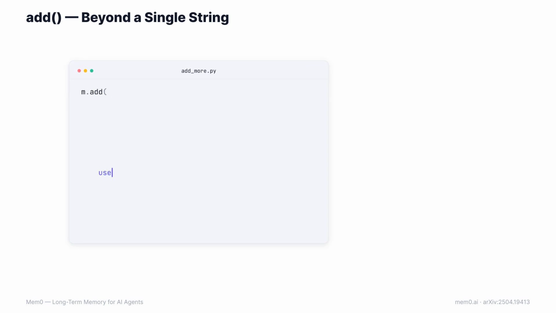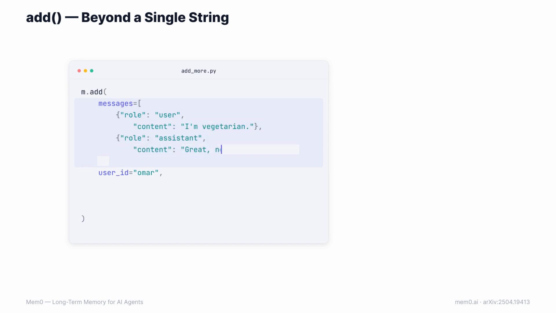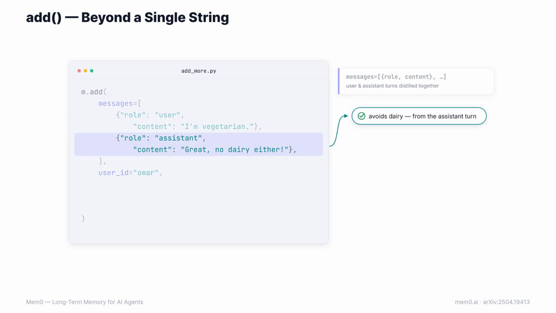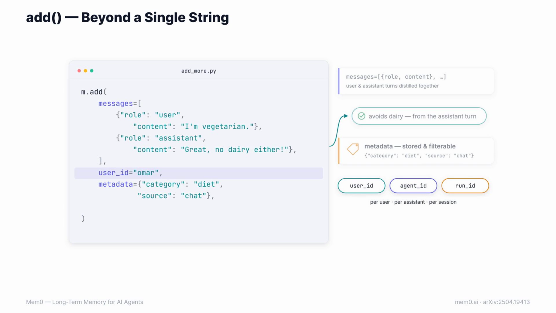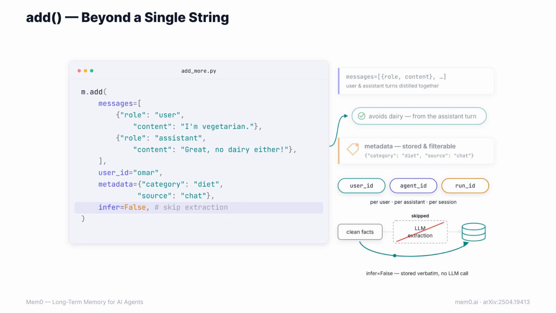The add method takes more than strings. Pass a whole message list with roles, so user and assistant turns are distilled together, and facts the assistant confirmed get captured too. Attach metadata, like a category or source. It is stored alongside the memory and filterable later. Scope with user ID, agent ID, or run ID. And if you already have clean facts, set infer to false to skip extraction and store them verbatim.